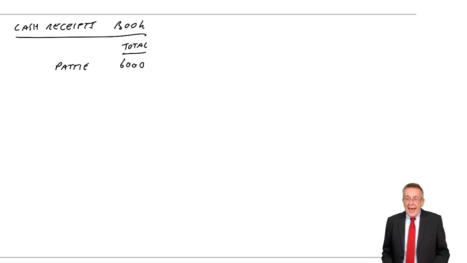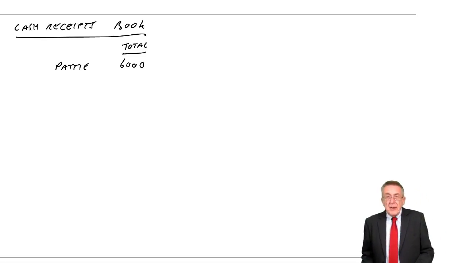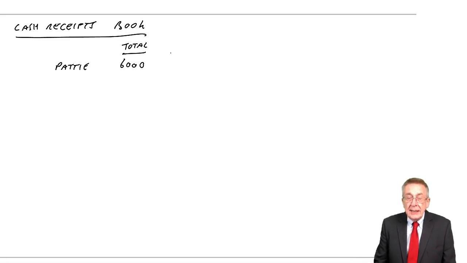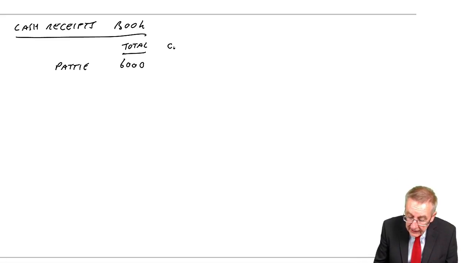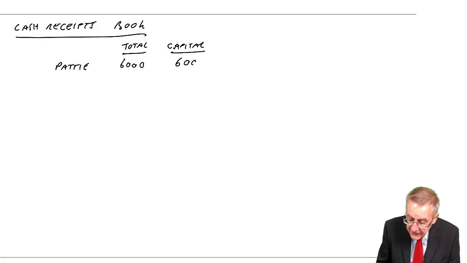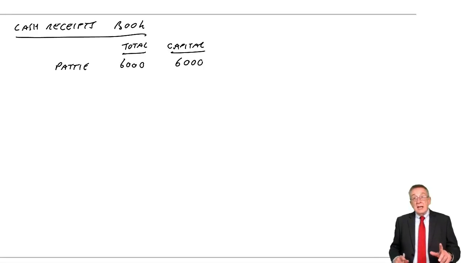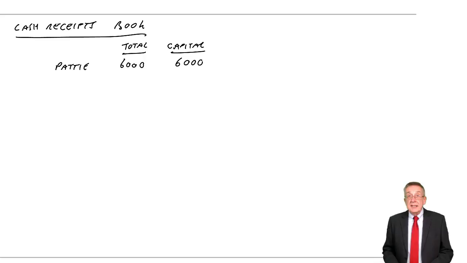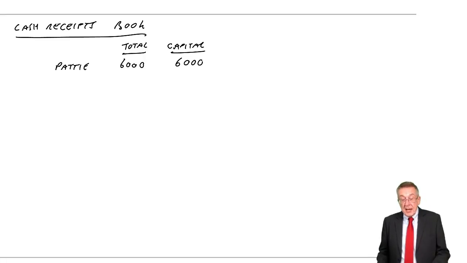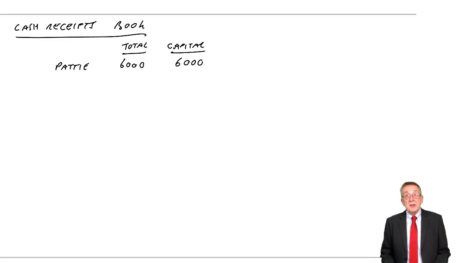And so I don't forget, when we get the receipt, I enter 6,000, but we have what we call analysis columns. I'll have a column headed up capital, and I put 6,000 in that column as well. And so you'll see later in the exercise, when we do come back to do the double entry, I know immediately why we received the 6,000. It was capital, and therefore I know what the double entry is going to be.